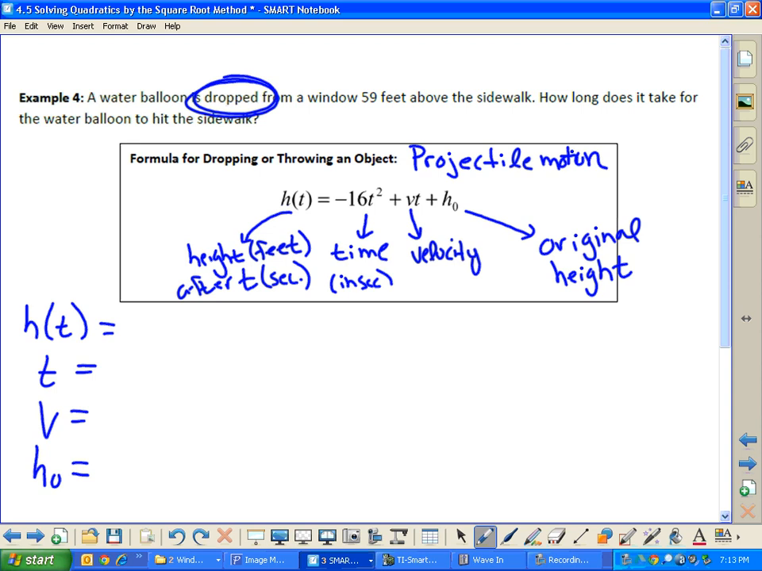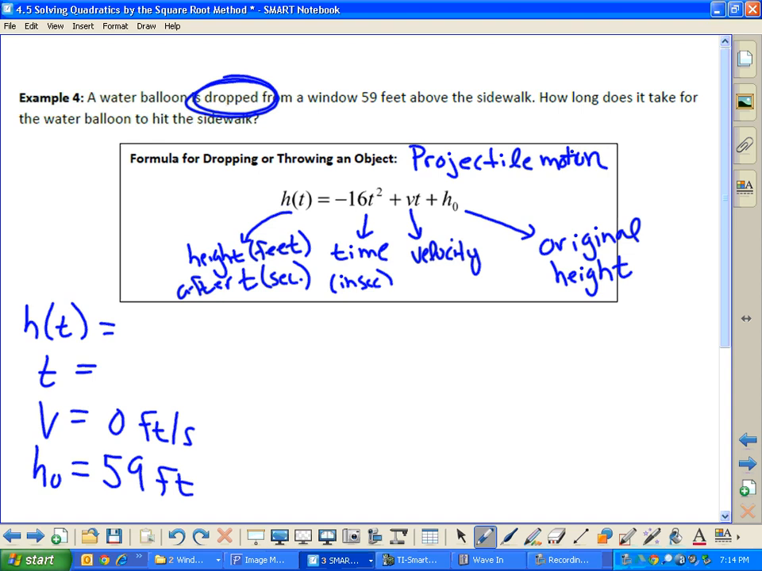Go ahead, Dom. Yep, very good. Anybody know anything else? Why is the velocity 0? You're right. Because you're dropping it. Very good. Way to pay attention to that. So initial velocity, because I dropped the object, is 0 feet per second.